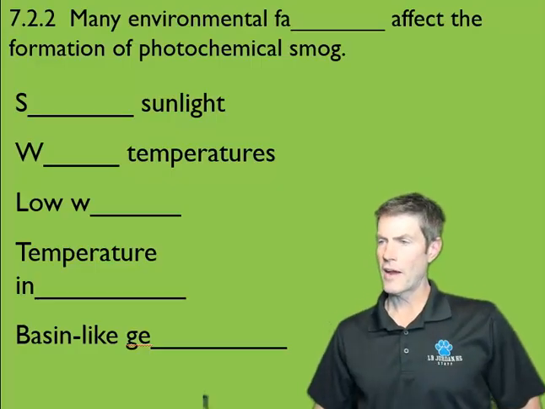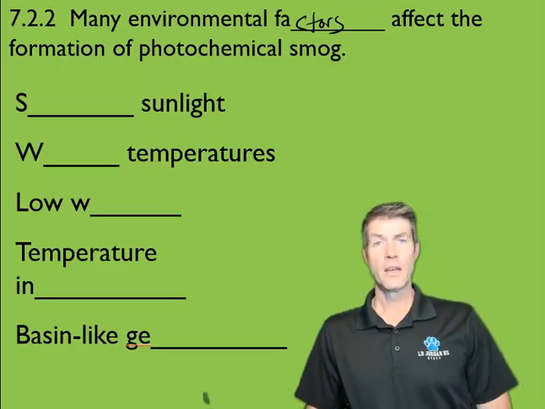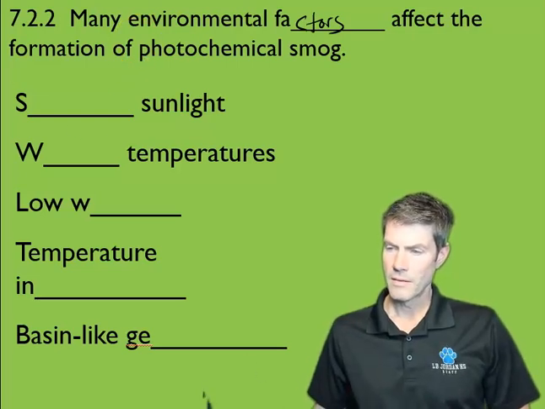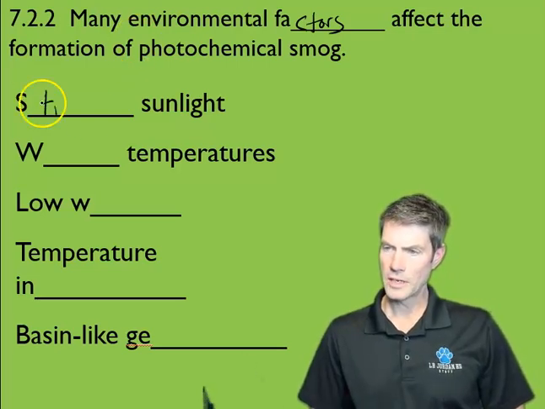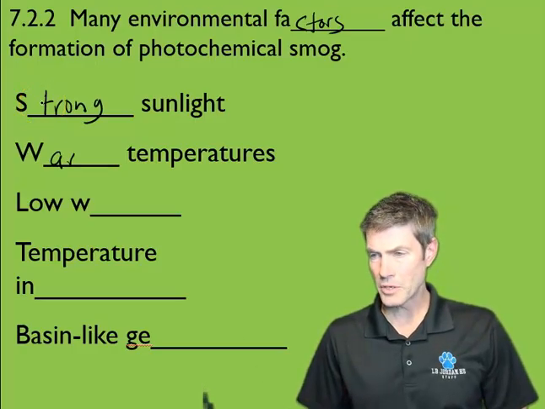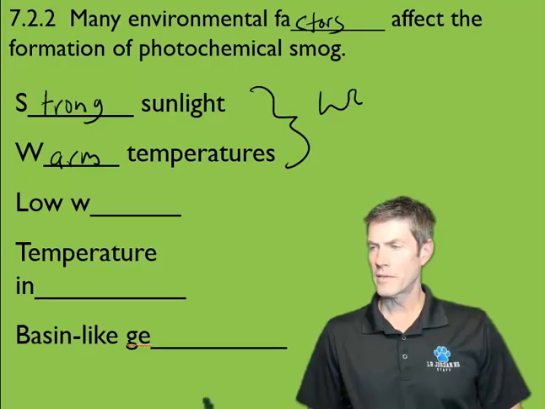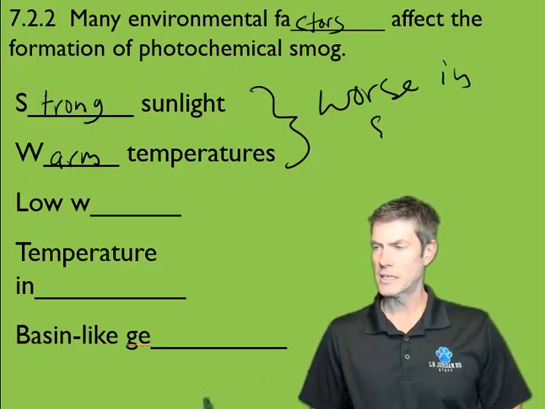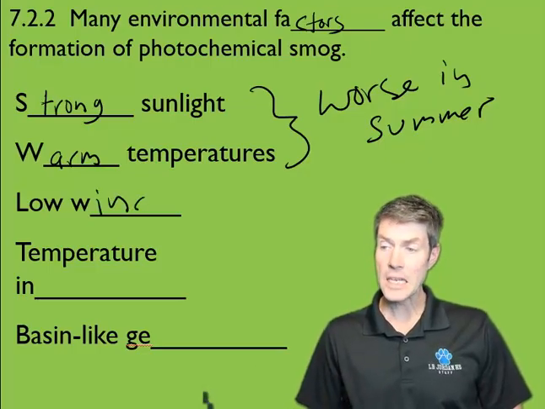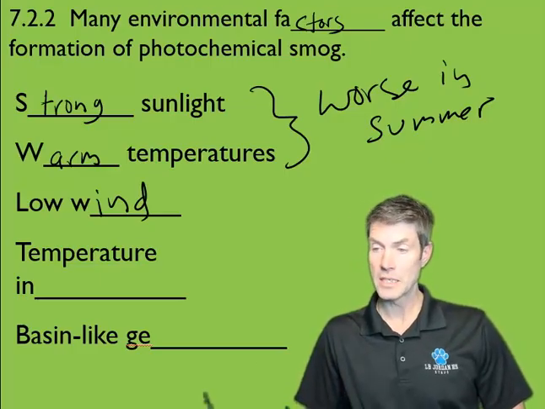So many environmental factors affect the formation of photochemical smog. Some of which: strong sunlight, which we tend to get in the summertime. Warm temperatures, also a summertime thing. So as you might imagine, all of this stuff is worse in the summer. We get a little bit of a break in the winter. Low wind, it doesn't allow it to blow out and dilute. It just kind of mixes all together.